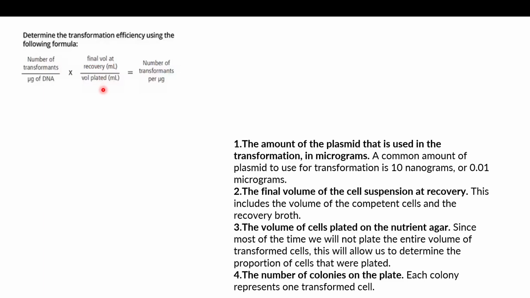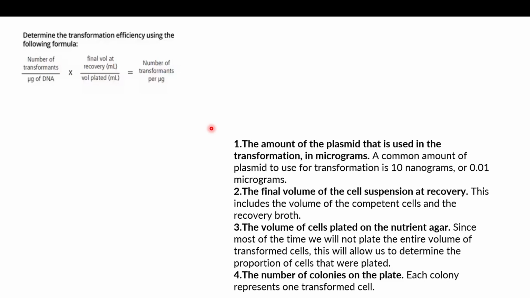So if we have to calculate how many transformants have grown, then we should also keep this volume in mind: what was the final volume during recovery, when we culture these cells in liquid broth or LB medium, and how much of that recovery volume was actually plated. Based on that, we can calculate the number of transformants.